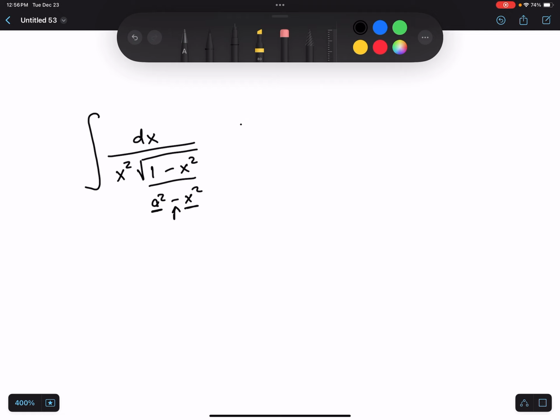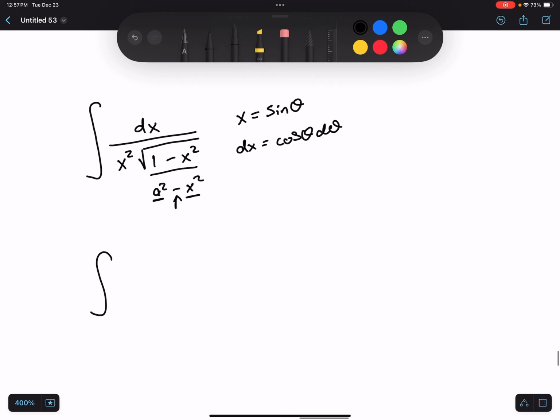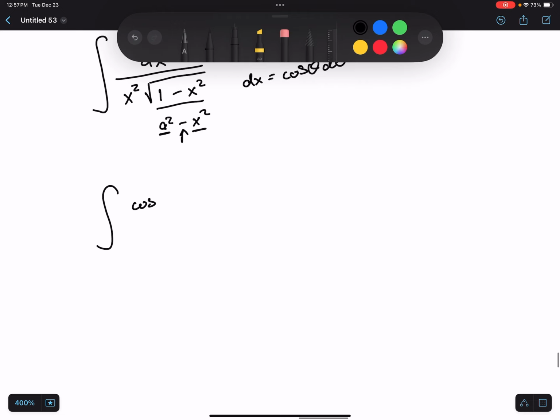And so we can say x equals, in this case a is the square root of 1, which is just 1, times sine theta. In this case, the derivative of x is just cosine theta d theta. And so now we can rewrite our integrand as the integral of cosine theta up top over sine squared theta times the square root of 1 minus sine squared theta d theta.